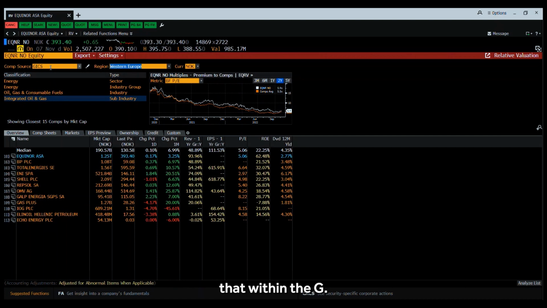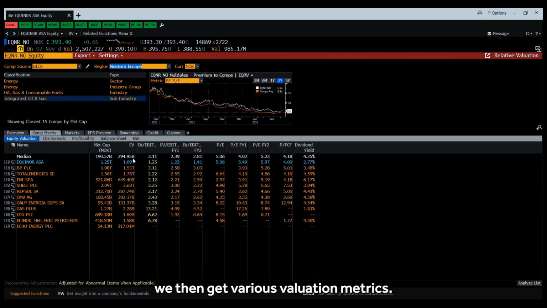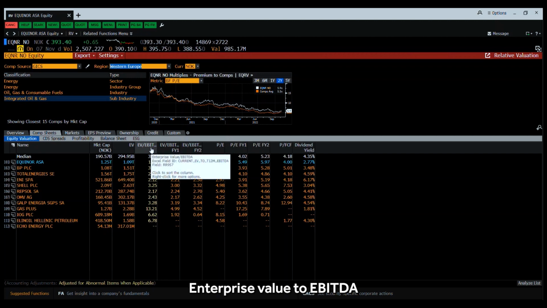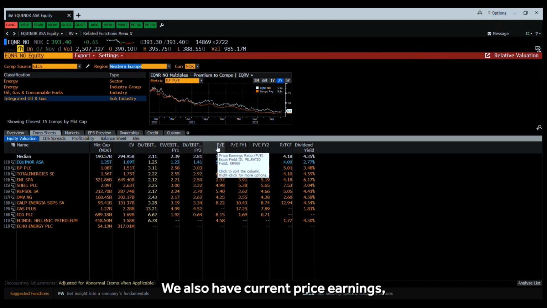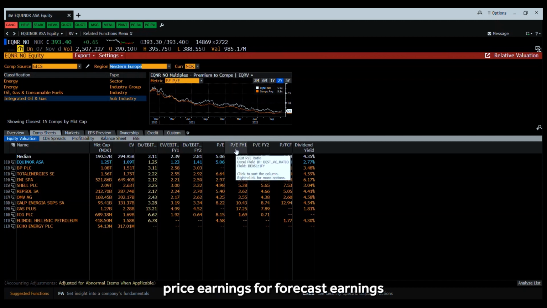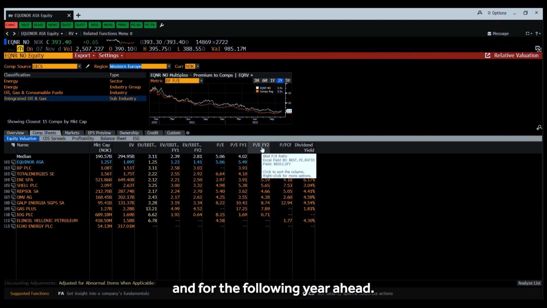Now Bloomberg is telling us that within the GICS integrated oil and gas sector in the Western Europe region, we now have these comparable companies. Then if we select comp sheets, we then get various valuation metrics: enterprise value to EBITDA, and then forecast enterprise value to EBITDA for 1 year and 2 years hence. We also have current price earnings for forecast earnings for the year ahead and for the following year ahead.